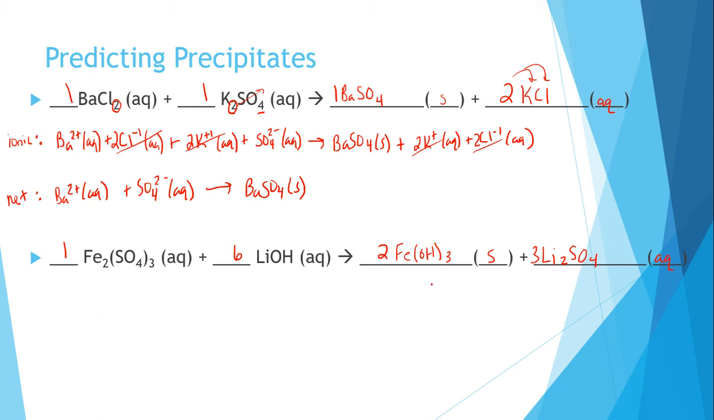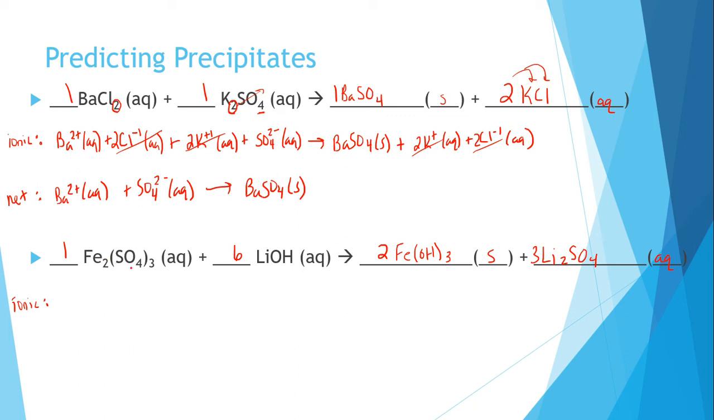And you can always double check yourself. 2 iron, 2 iron. We got 3 sulfur, 3 sulfur, 12 plus 18 oxygen. So here is 6 plus 18 oxygen, and then 6 lithium, 6 lithium. And then 6 hydrogen and 6 hydrogen. So it all works out with that being balanced. Then we can go ahead and write our ionic.